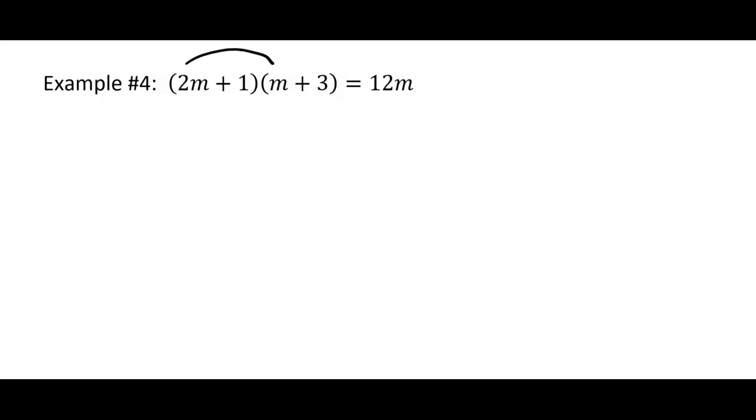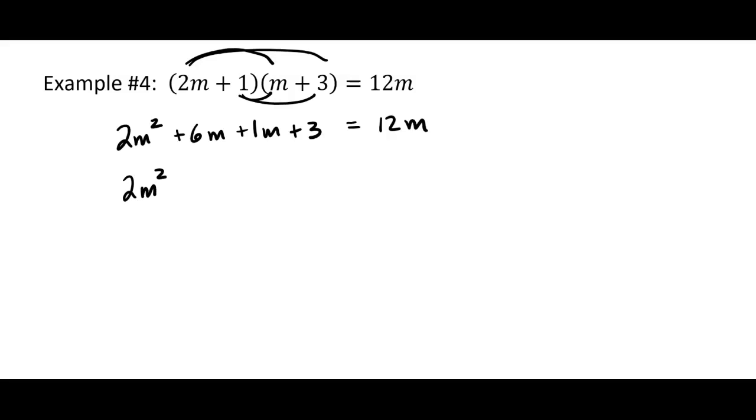So I'm going to use FOIL, 2m squared, because it's a binomial times a binomial. And then I'm going to have 6m, and I'm going to have 1m, plus 3 equals 12m. Now I can simplify the left-hand side, 2m squared plus 7m plus 3 equals 12m. Now I can set it to 0.